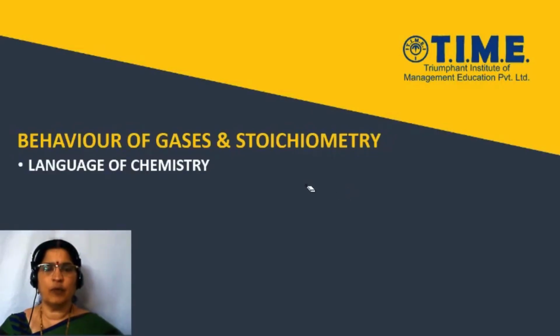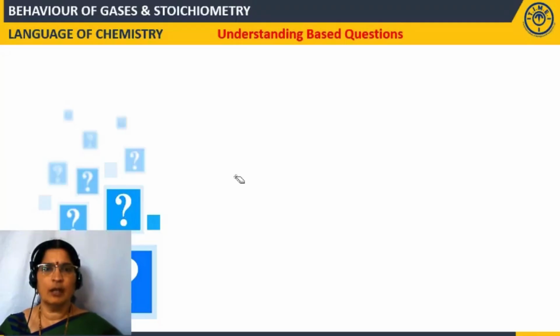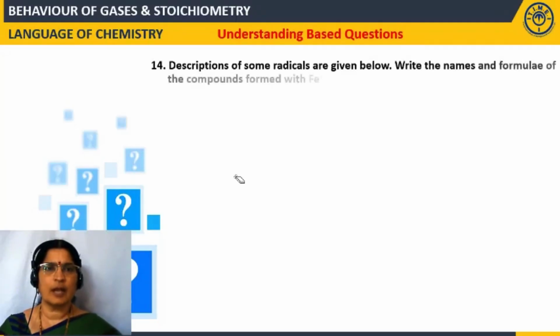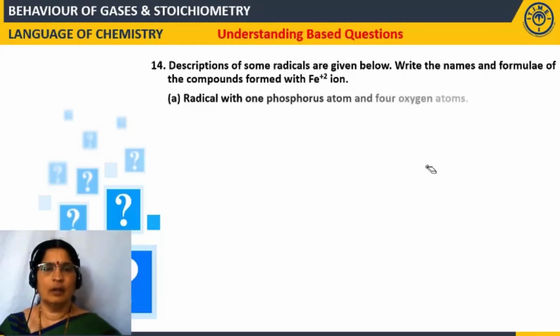Let's move forward to a slightly higher level of questions which require better comprehension. That's why we call them understanding based questions. Descriptions of some radicals are given below. Write the names and formulae of the compound formed with Fe plus 2 ion. Radical with 1 phosphorus atom and 4 oxygen atoms. So what should be the radical here?